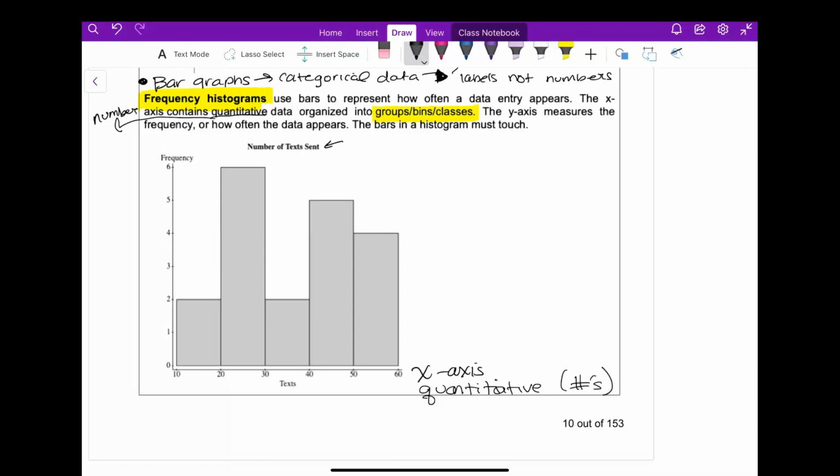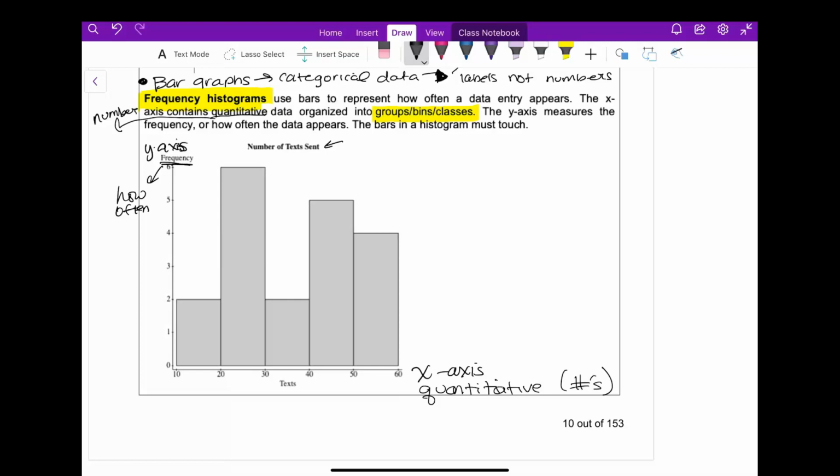And then we have the y-axis, and this represents frequency, which means how often. Okay? How often do you do something? Like, how often do I go to the movies? Well, back in the day, it was a lot. Right now, it's not too many. But how often do you drive your car? How often do you go to class? How often do you do homework, right? So the frequency of things.